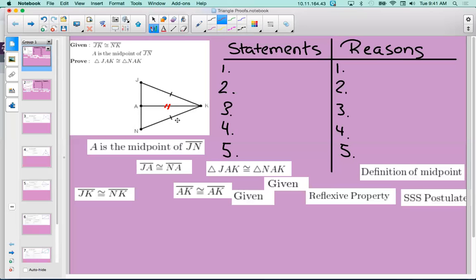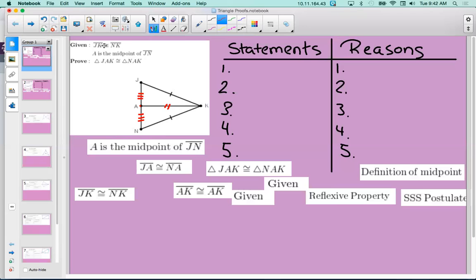Now, the other thing that we're going to need to mark on here before we determine which one of our theorems we're going to use is the fact that we've got A as the midpoint. Okay, A is the midpoint of segment JN. Well, because it's the midpoint, we know that that midpoint divides the original segment into two smaller but congruent segments. Okay, so we know that JA is going to be congruent to segment NA. All right, so it looks like we have enough information to use side, side, side as our proof here. Let's go ahead and drag some things in here and complete our proof.